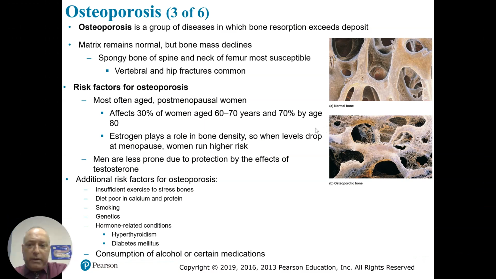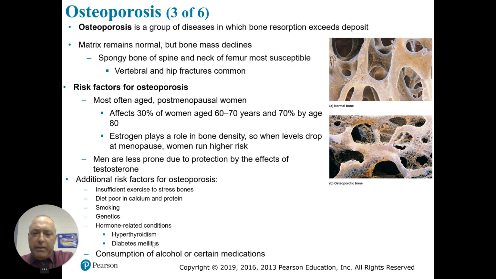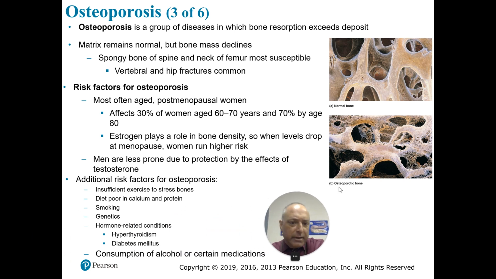Osteoporosis is a group of diseases in which bone reabsorption exceeds deposition. So the matrix remains normal, but the bone mass declines. Spongy bone of the spine and the neck of the femur is most susceptible. The vertebrae and the hip are commonly fractured. So you can see normal bone trabeculae, and then osteoporotic bone. You can see it's got this moth-eaten appearance, like moths have eaten it.